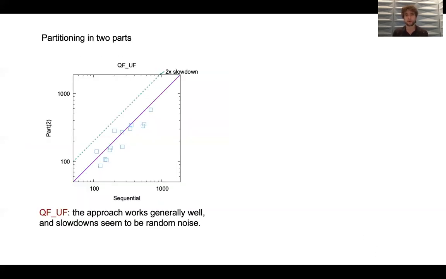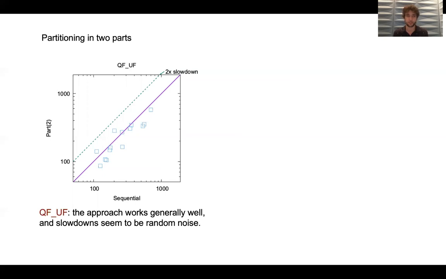So I have here a practical example. These are the instances in our experimental set from quantifier-free uninterpreted functions. It's a scatter plot comparing part 2, so partitioning into 2 parts, and the sequential algorithm. And just to give some context, I put the twofold slowdown line there. We can see that the results are actually pretty good.